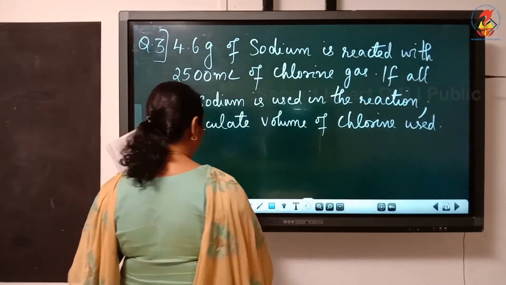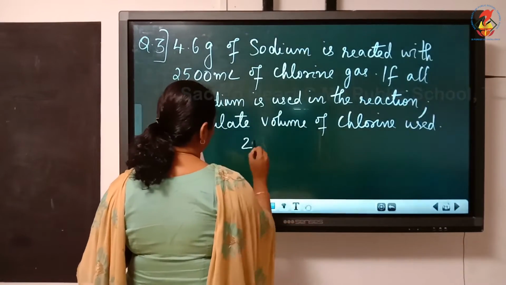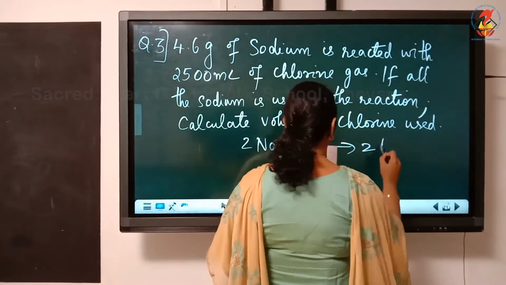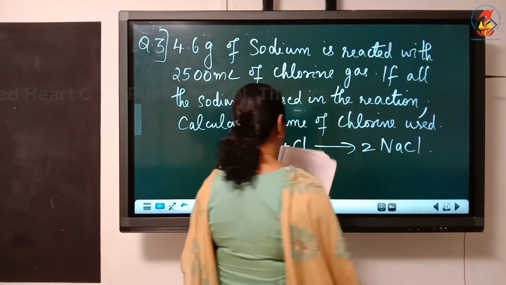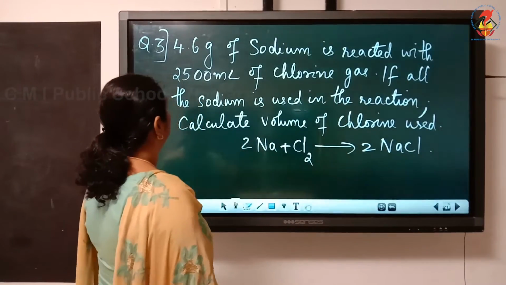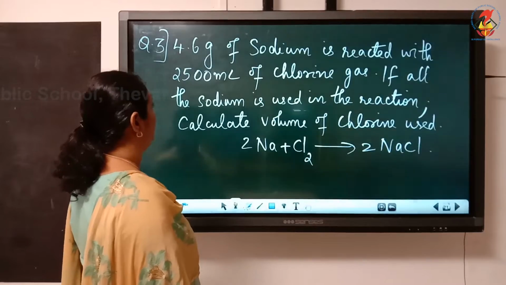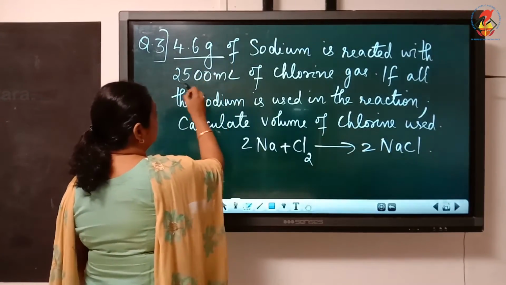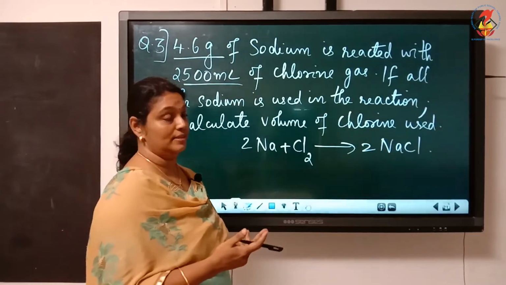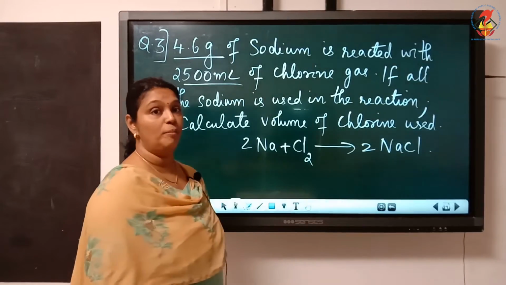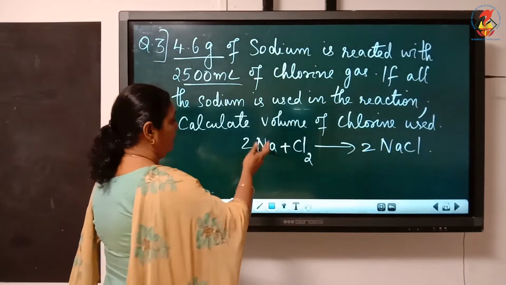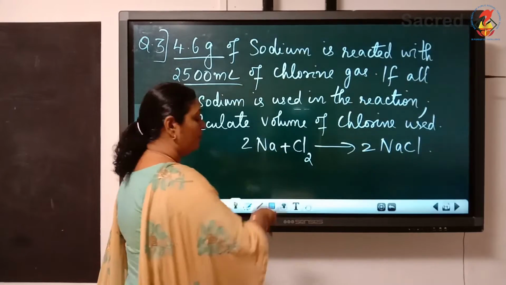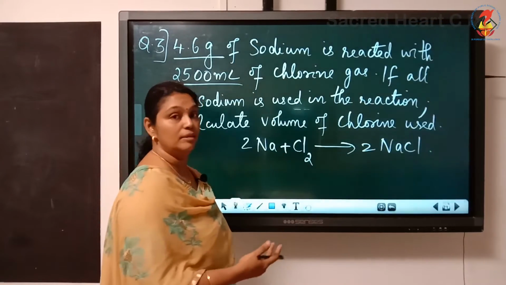The balanced equation is sodium and chlorine: 2Na plus Cl2 gives 2NaCl. Now 4.6 gram of sodium is reacted with 2500 ml. If you look here, this is the mass and this is the volume because chlorine is a gas, and sodium mass 4.6 gram is given. So when you write according to the balanced equation, sodium you have to write in terms of mass and chlorine in terms of volume.